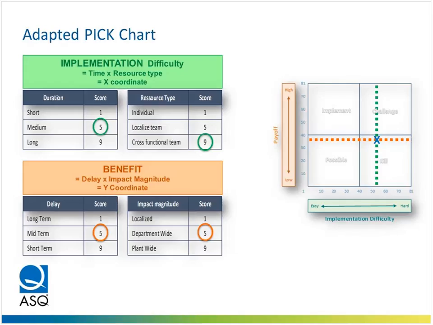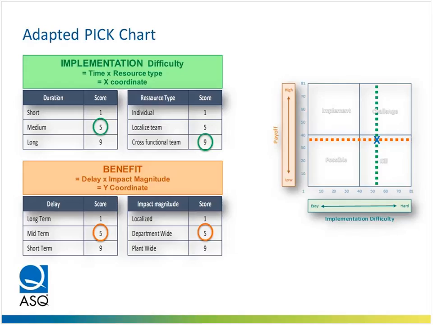What do you need? Who do you need to implement it? An individual, which is a 1, just a localized team, which is 5, or is it a little bit more difficult and you need a full cross-functional team, which would be a 9. When you multiply the 5 by the 9, it gives you where you want to be on the horizontal axis. We did the same calculation for benefits using the delay and the magnitudes. Once we do the multiplication, we can find where our y-coordinate is. And at the point where our y and our x-coordinate meet, this is where we would put the project.